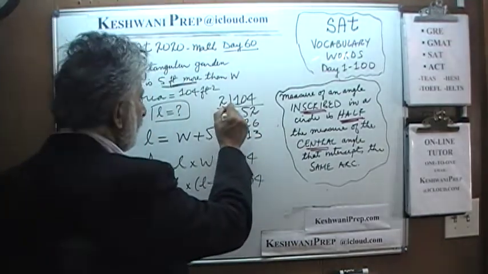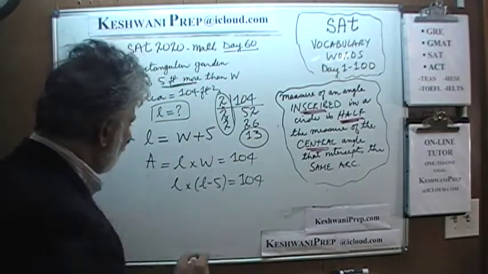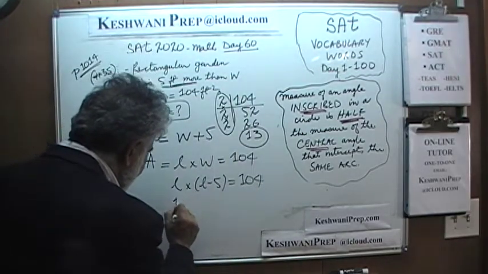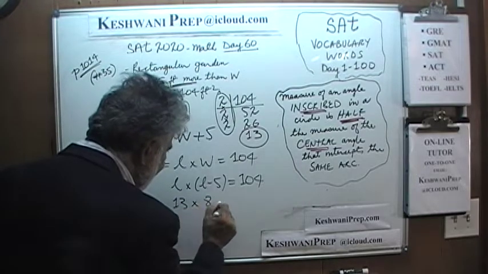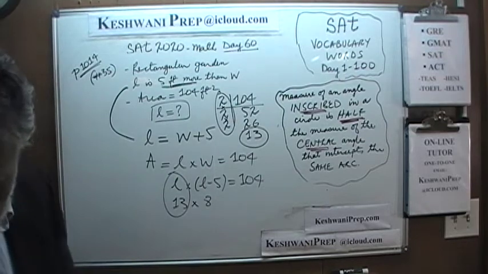It's simply 2 times 2 times 2, which is 8. 8 times 13 is 104. So length is 13, and the width is 8. And we're looking for the length. The length is 13. Let's go to the next one, shall we?